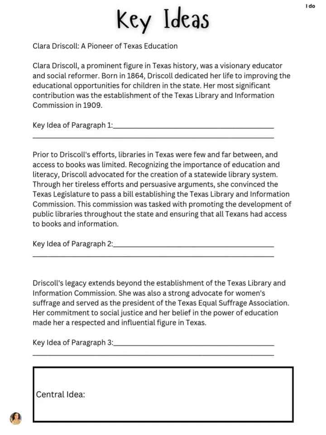So, right out of the gate, what's this all about? Absolutely, it's about a pioneer for Texas education, Clara Driscoll. So now we're going to break down each paragraph.